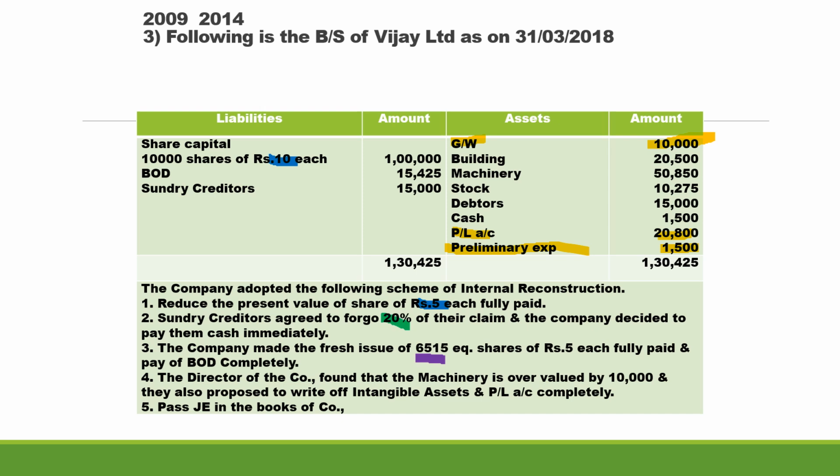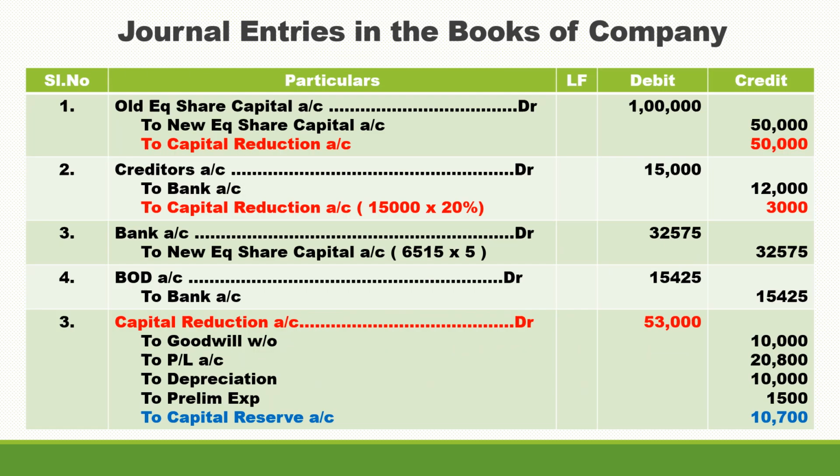Pass journal entries. Old equity share capital account debit 1 lakh. To new equity share capital account, 10,000 into 5 you get 50,000. Remaining 50,000 is called capital reduction. Creditors account debit 15,000. To bank 12,000, we pay immediately 12,000. Capital reduction is 15,000 into 20%, 3,000.